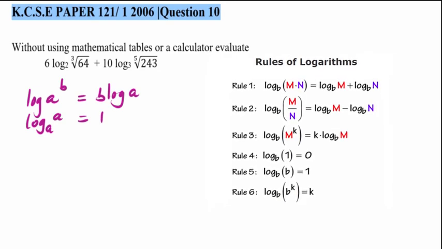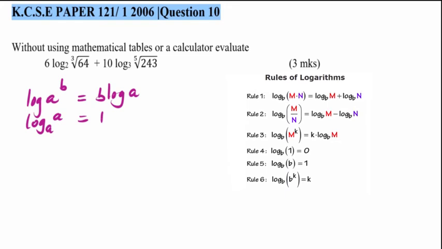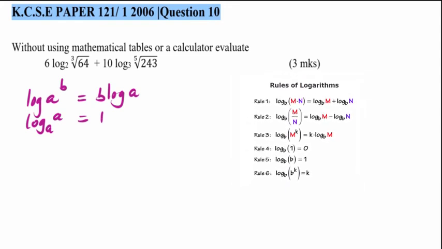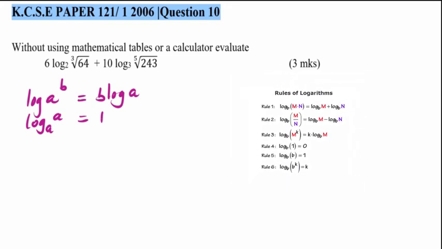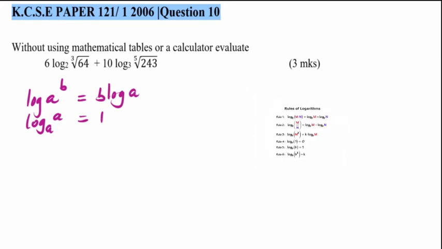So we have 6 log of the cube root of 64 to the base of 2, plus 10 log of the fifth root of 243 to the base of 3. We are supposed to do that computation. So let's begin.